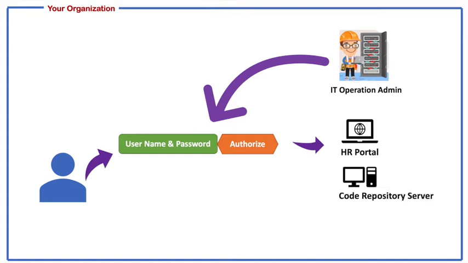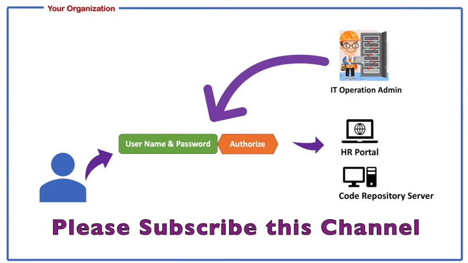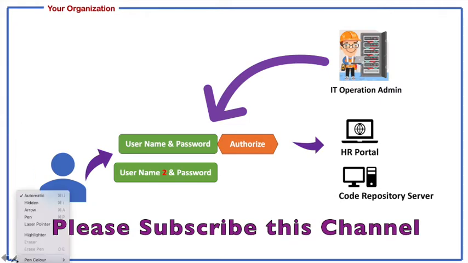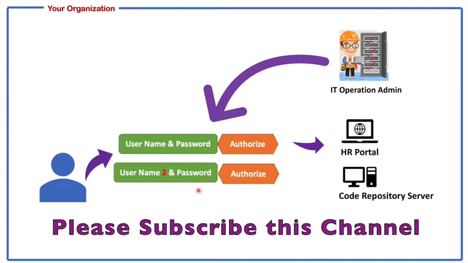Now, with the help of the username and password, this new employee is able to access the HR portal. So far, so good. Now, this new joiner wants to access the code repository server for their development work. So what will they do again? They will communicate to the IT operation team. This time they will create a new username, you can see new username 2, and they will create the password, and again authorize access to the code repository server. So with the help of the new username and password, they can access it.